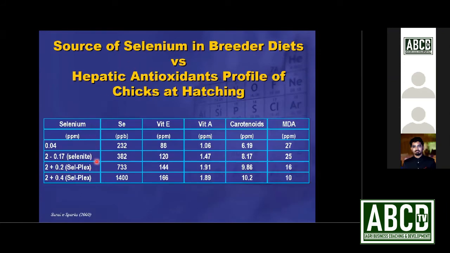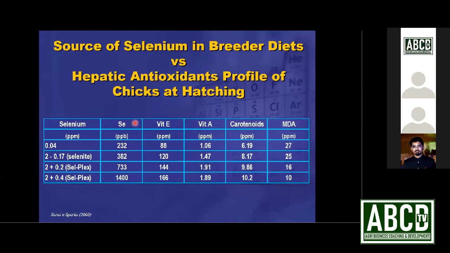Let's examine this study here from Dr. Sarai, in which he used different sources of selenium in breeder diets and examined the hepatic, that means the liver, antioxidant profile of chicks at hatching. One group received no selenium in the diet, it was just a basal diet. The other one received the selenite. And these last two got diet number two plus 0.2 Cellplex, and diet number two plus 0.4 Cellplex on top. And by adding more selenium in the diet, of course, there was more selenium in the liver of the chicks. Of course, if it was more in the liver, it was there beforehand. You have more in the eggs because they were at hatch.